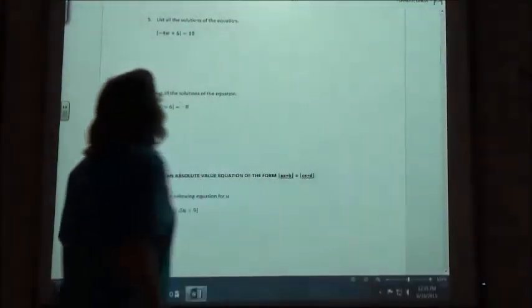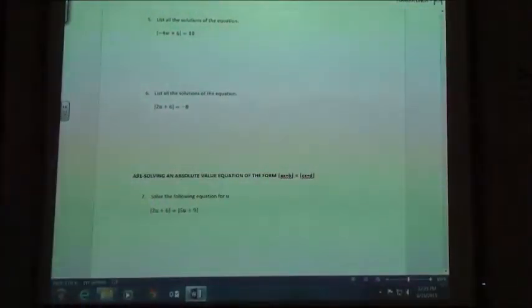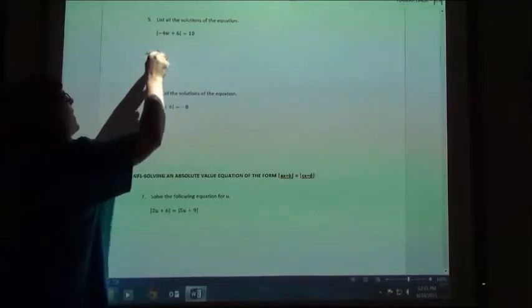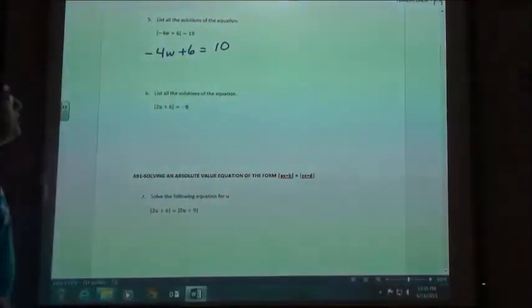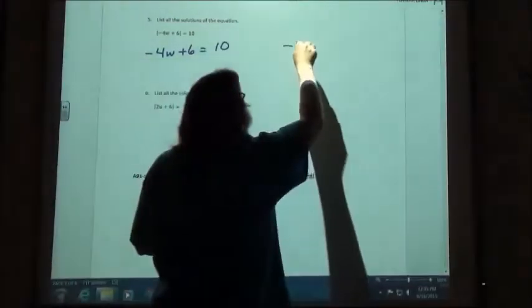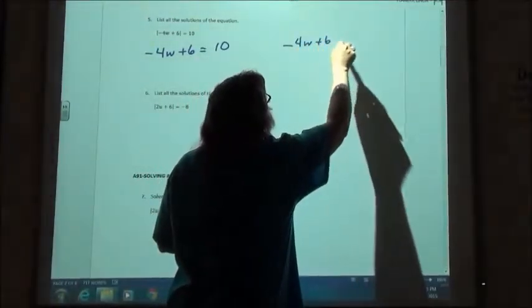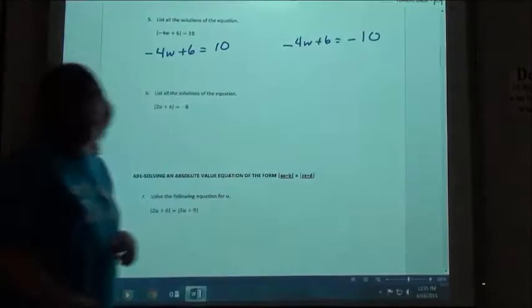So on number 5, same thing would hold true. That's equal to a positive 10, so you're going to write down two separate problems. Either the -4w plus 6 could equal the 10, or -4w plus 6 might equal the -10.